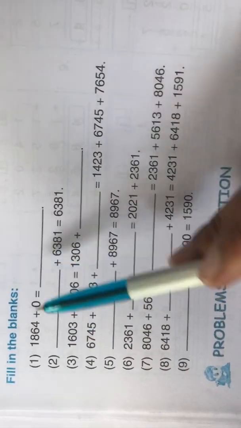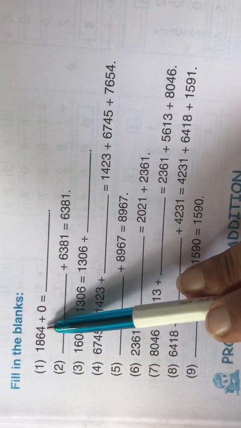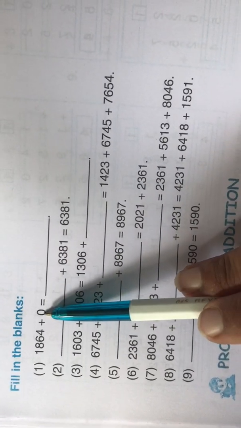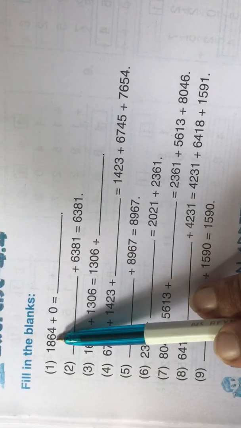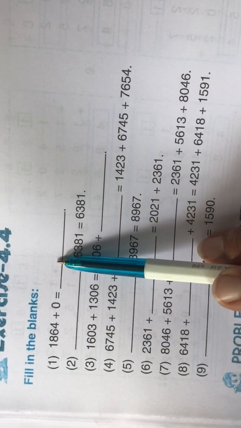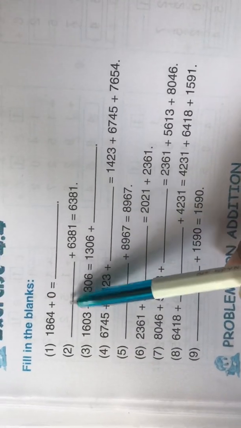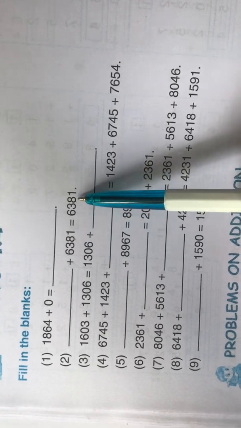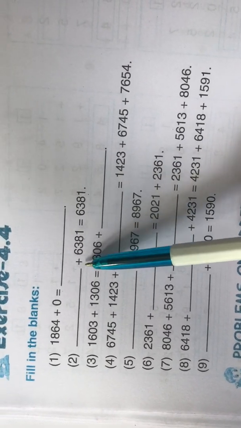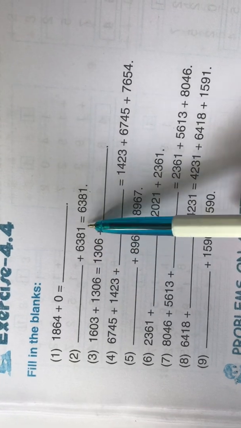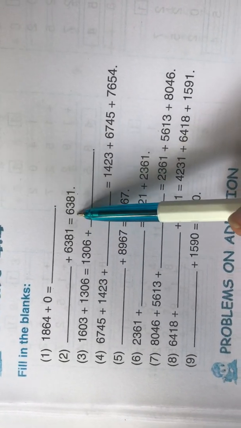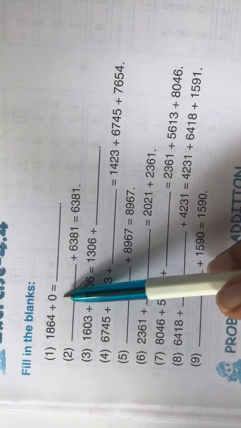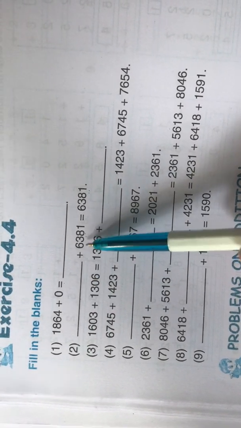Fill in the blanks. First part, 1864 plus 0 is equal to dash. यहाँ पर क्या आएगा? When 0 is added to the number is the answer. So the answer is 1864. In second part, dash plus 6381 is equal to 6381. The number is added to a number which is equal to 6381. Same number is the answer, so we'll write 0 here. 0 is added to the number.